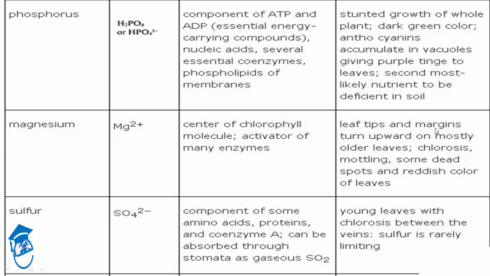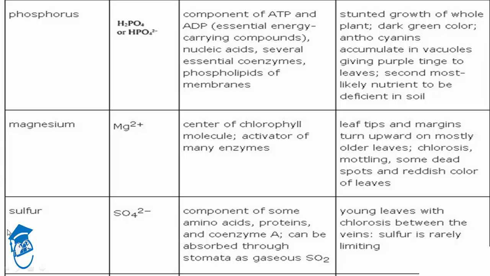Leaf tips and margin turn upward, mostly on older leaves. Chlorosis is also seen in magnesium deficient plants. Mottling and some dead spots and reddish color of leaf is also seen in magnesium deficient plants.